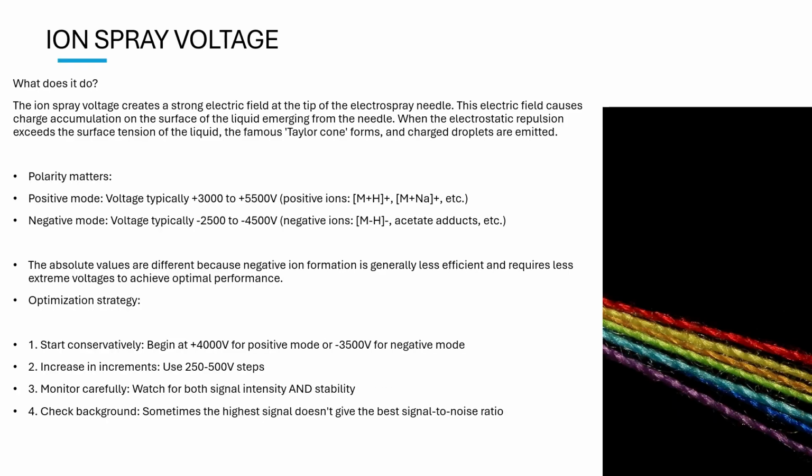Finally, let's discuss the ion spray voltage, also called the electrospray voltage or needle voltage. This is the voltage applied to your electrospray needle and is fundamental to the ionization process itself. Now, what does it do? The ion spray voltage creates a strong electric field at the tip of the electrospray needle. This electric field causes charge accumulation on the surface of the liquid emerging from the needle. Now, when the electrostatic repulsion exceeds the surface tension of the liquid, the famous Taylor cone forms and charged droplets are emitted.